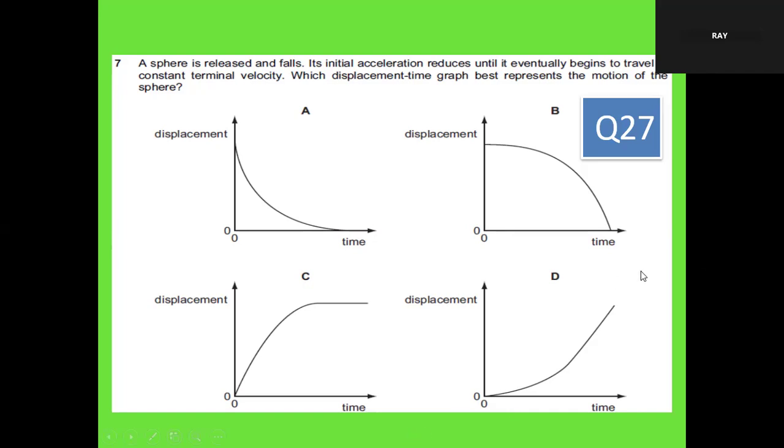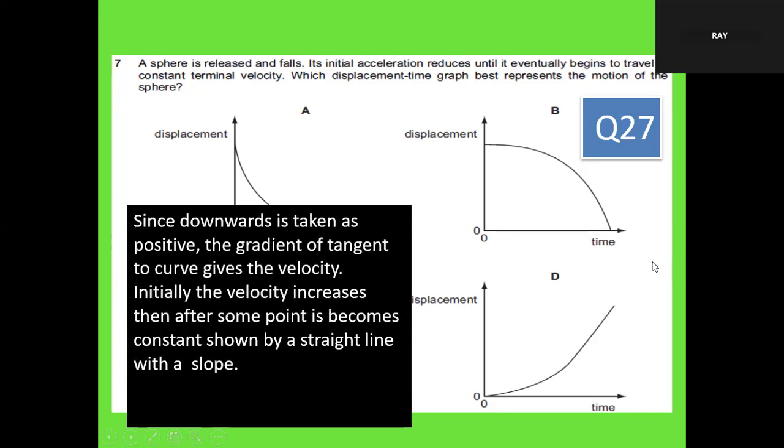Constant terminal velocity here. It's just a parabola initially. It's further and further away, and then becomes a straight line when terminal velocity is reached. Okay, now the answer.